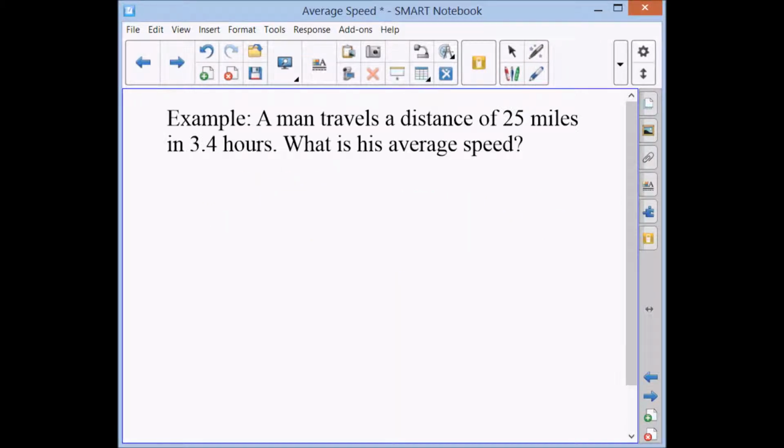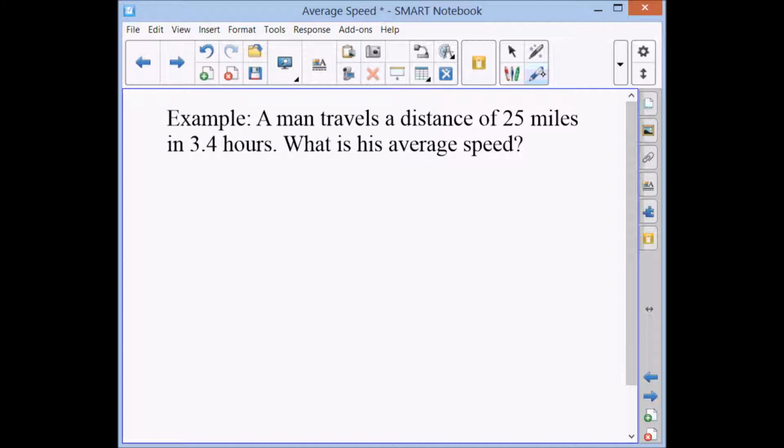This problem right here is a pretty standard, very simple kind of problem that you would use physics to solve. The problem says a man travels a distance of 25 miles in 3.4 hours. What is his average speed? I want to do this example right now just to show you not only the process that we want you to follow, but also just how we want problems to look, and we can talk about some things.